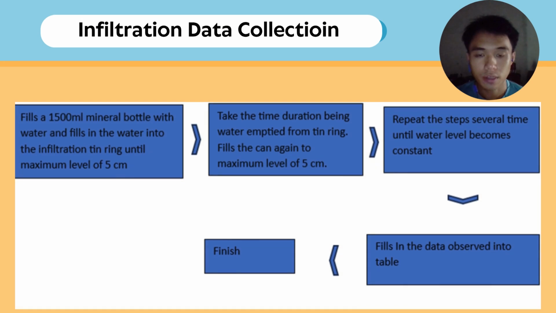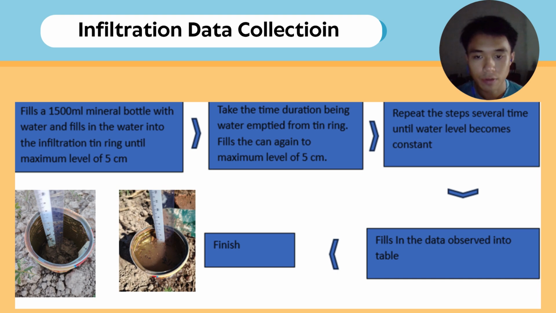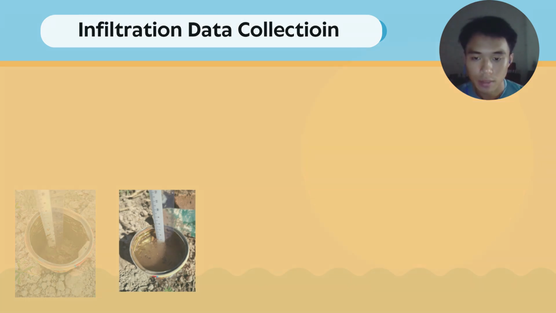And for the infiltration data collection, first of all, we need to find a bottle that can fill 1,500 milliliters of mineral water, and fill the water into the infiltration thin ring until a maximum level of 5 cm, which you can see from the picture below. Take the time duration for the water to empty from the thin ring, and then refill it again to the maximum level of 5 cm, and repeat the step several times until the water level becomes constant, and fill in the data observed into the table, and this data collection is done.